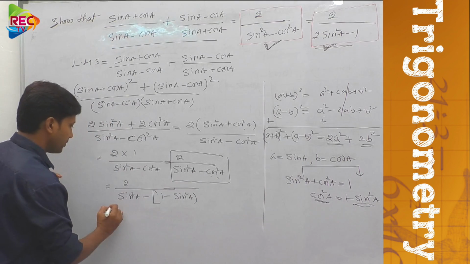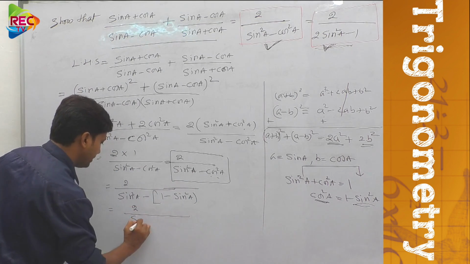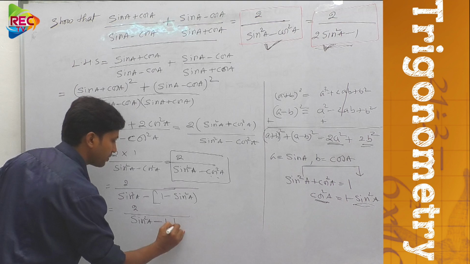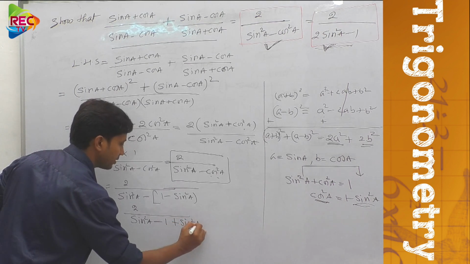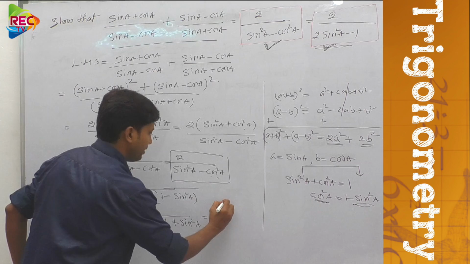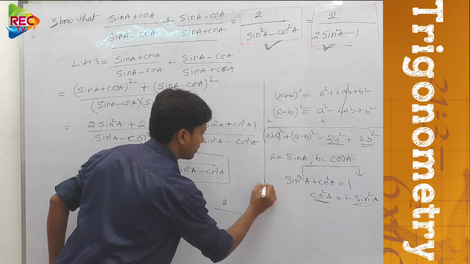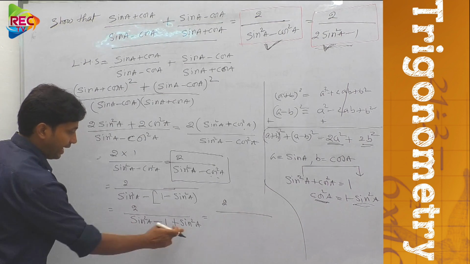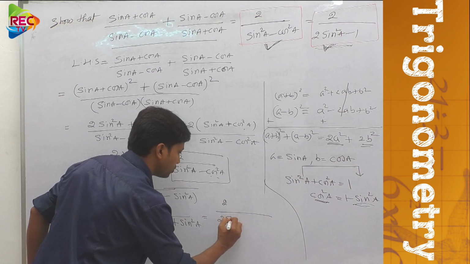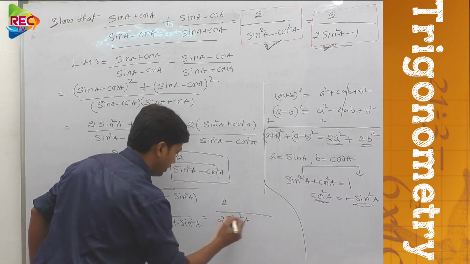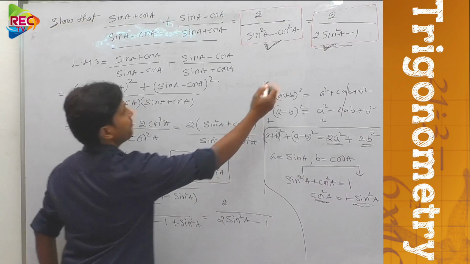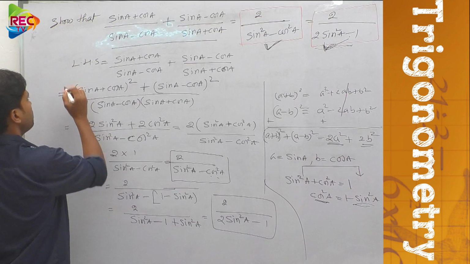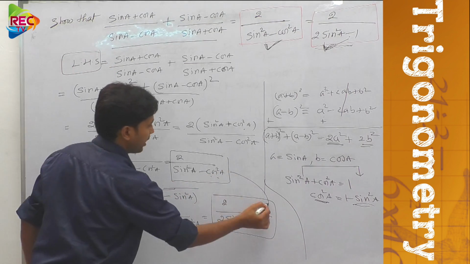Now what happens? 2 by sin square A minus 1 minus sin square A, that is minus into minus plus, so plus sin square A. Now what happens? 2 by sin square A and sin square A added together give us 2 sin square A, and here minus 1. Now tell me, we obtained the second answer also or not? Simple. So here we took our LHS and we got our RHS.